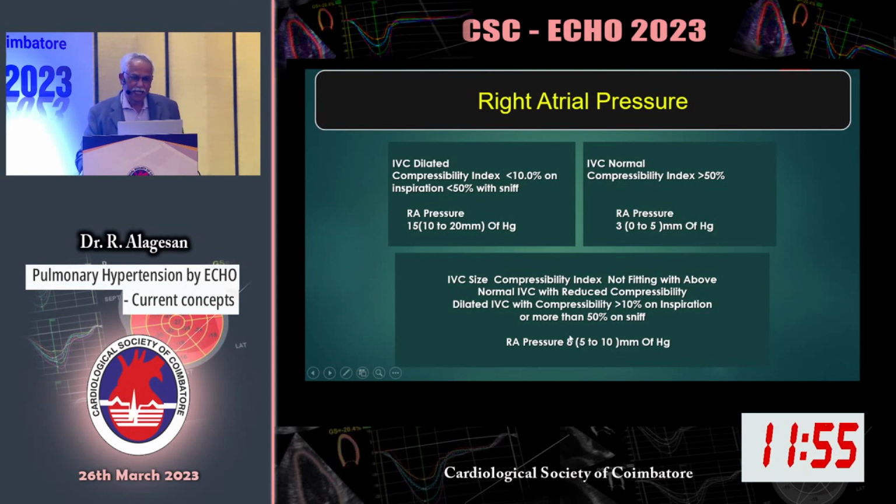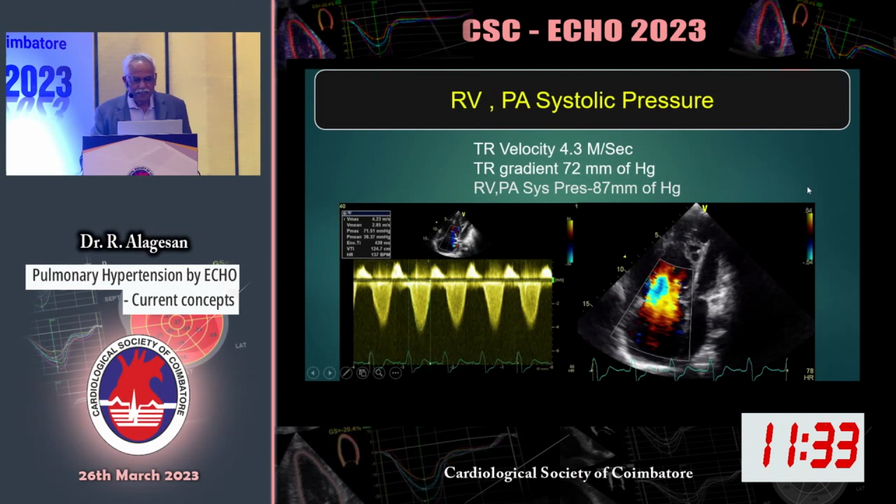So if the RA pressure is completely elevated, markedly elevated, as indicated by dilated IVC, no respiratory variation, add 15 millimeters. If the IVC is completely normal with normal compressibility, add 3. And if it is not fitting into these two groups, then add 8. So this is how we have to assess the right atrial pressure.